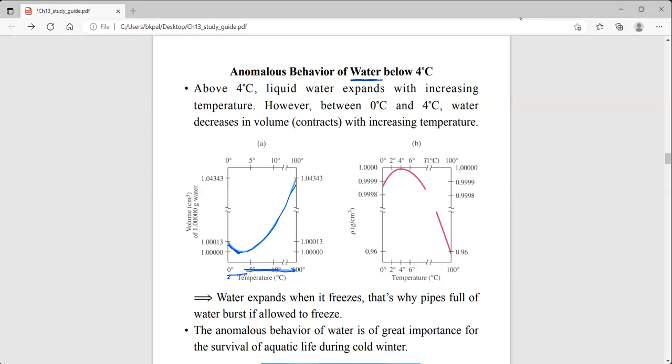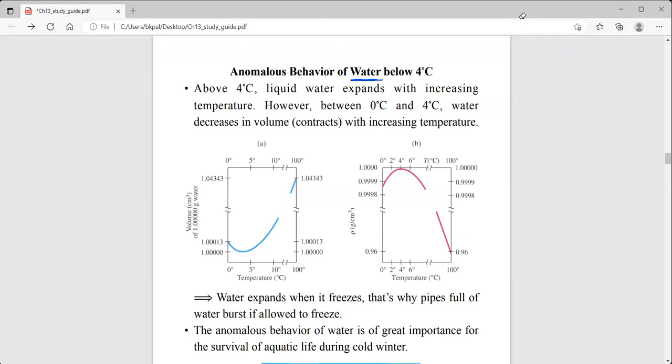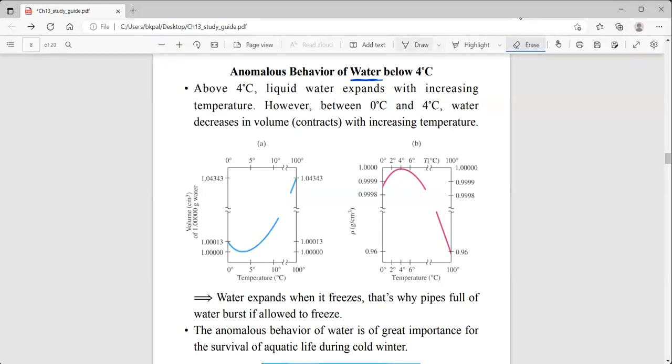Okay, now if we plot the same graph, but for density. Density is mass per unit volume, so volume is in the denominator. Density normally uses rho. So density is equal to mass per unit volume, where mass is constant and V is the volume.